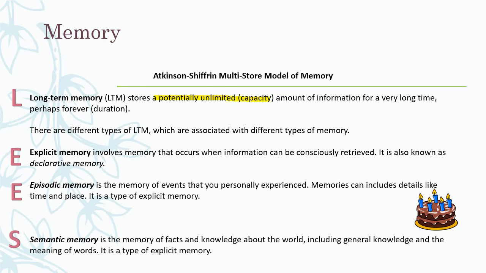There are different types of long-term memory which are associated with different types of memory. So explicit memory involves memory that occurs when information can be consciously retrieved. So I explicitly know this. This is what's known as declarative memory. So I declare that I know this. Episodic memory is the memory of events that you personally experience. So I like to call them episodes of your life.